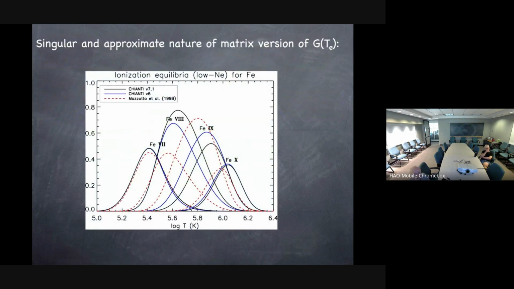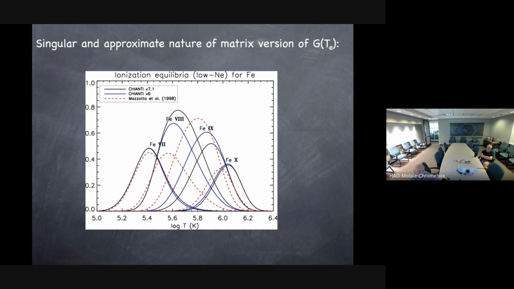And it's easy to understand why. Those G(T) functions are slight modifications of these kind of curves here. What is this? This is ionization equilibrium. Look how broad these things are. Each one of these spans about 0.2 to 0.3 in log. So when people say a line is formed at 10 to the 6 Kelvin, that's just the zeroth approximation for the kind of peak value there. But you've got very blunt instruments here.